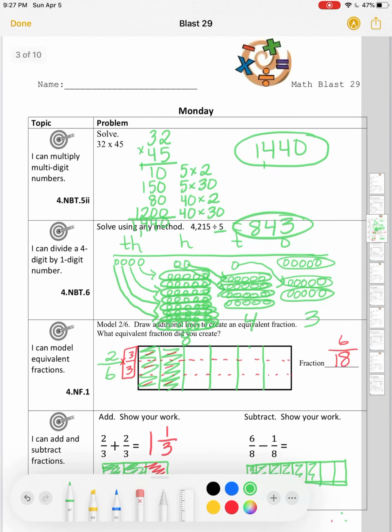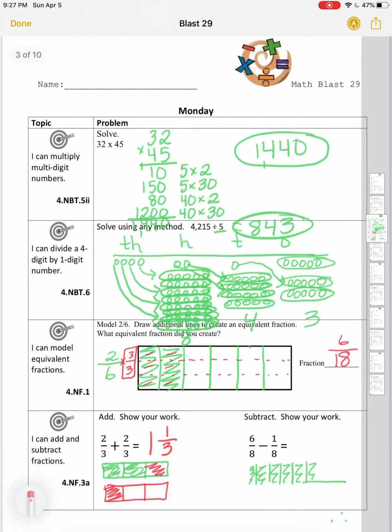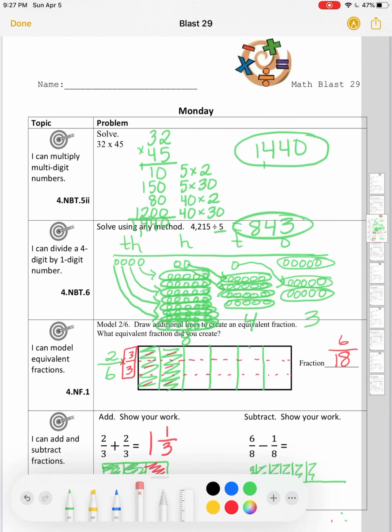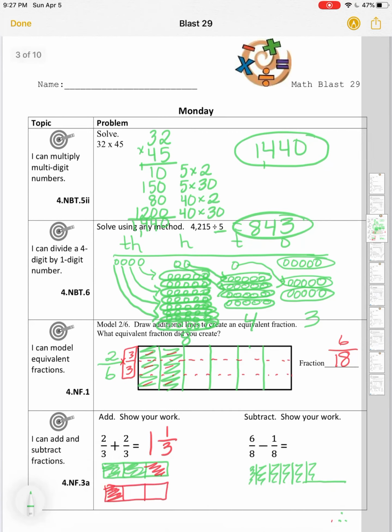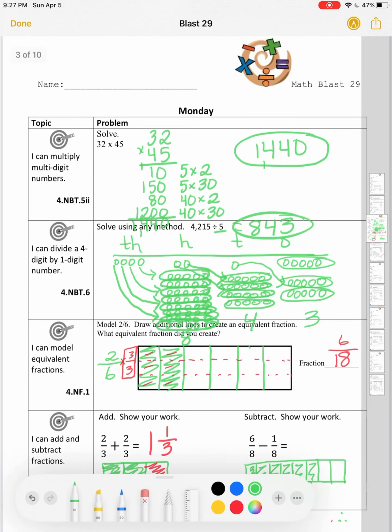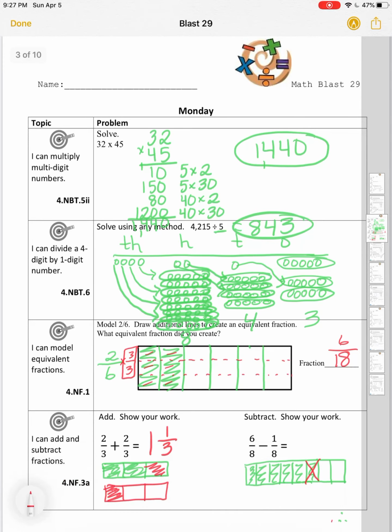All right, and now I'm going to subtract. When I'm subtracting, I'm going to take away 1/8. So we have our 6/8 modeled, and I'm taking away 1/8, and now I can see that there are 5/8 left. So the difference is 5/8.